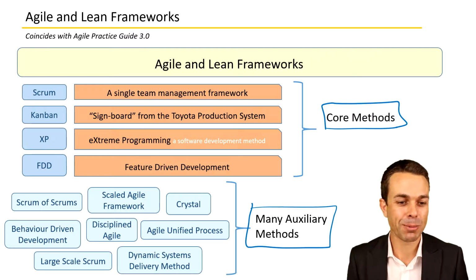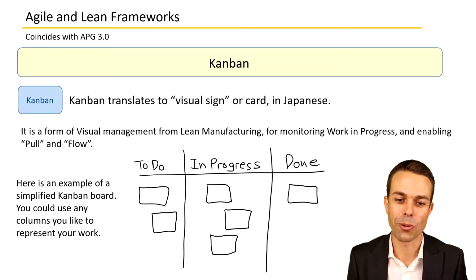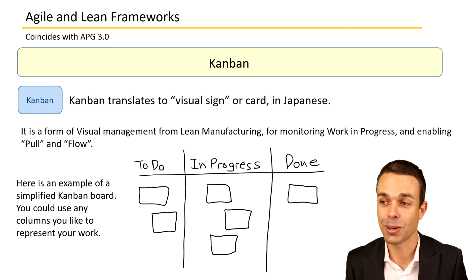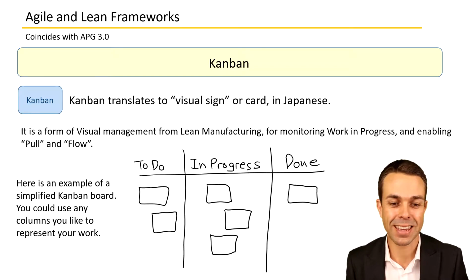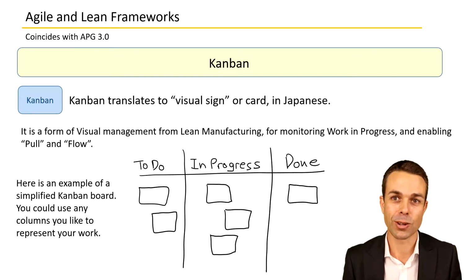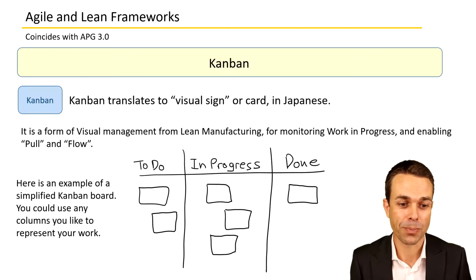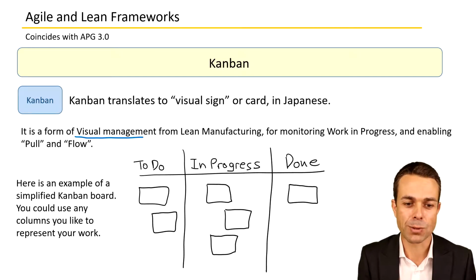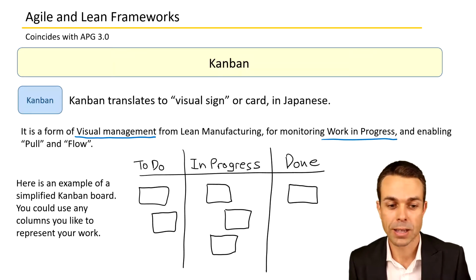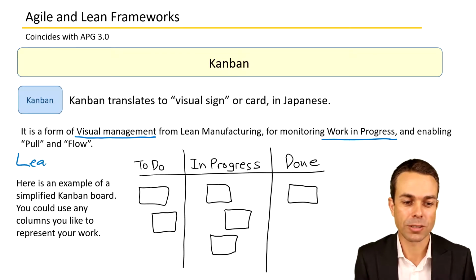This one in particular we're going to be looking at is Kanban. Kanban translates to visual sign or card in Japanese. It's come from the Toyota production system, so it's got decades and decades of proof behind it in a production environment, and now it's found its way into technology, and even more so into project management and even enterprise management. It's a form of visual management that comes from lean manufacturing for monitoring work in progress. It enables pull and flow, which are two key lean concepts.